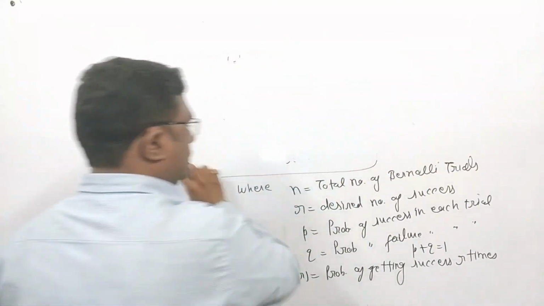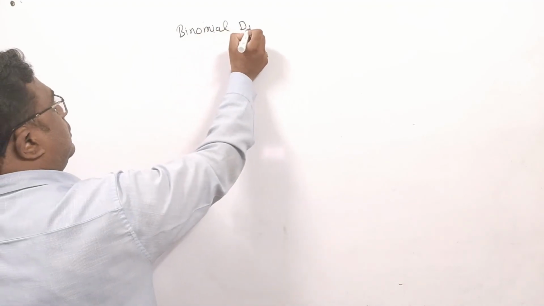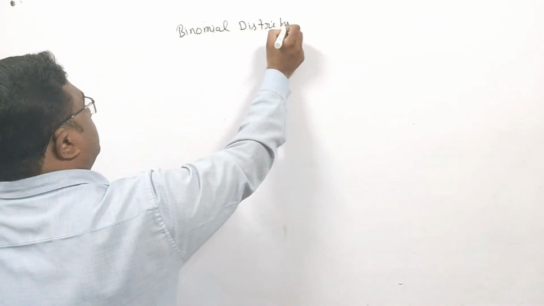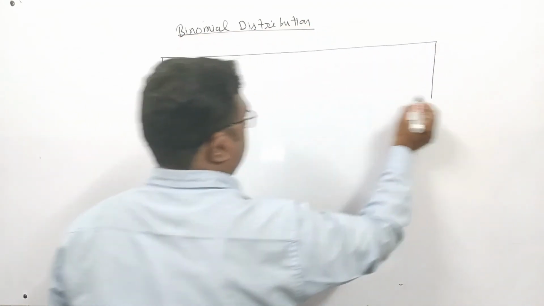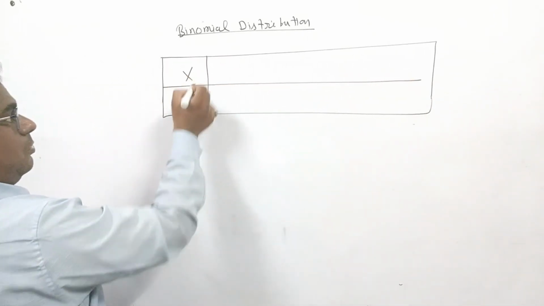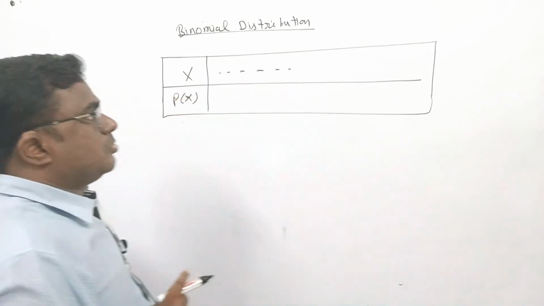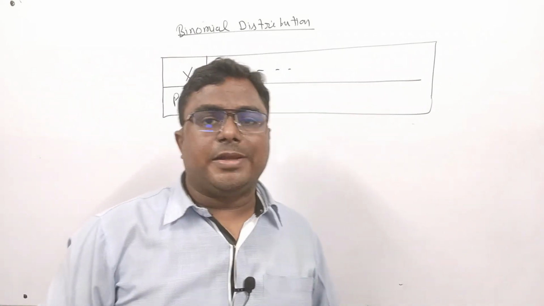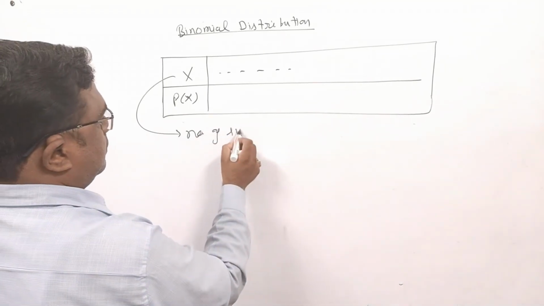Next, binomial distribution. It is nothing but a table like this. In the first row, you have to write down all possible values of capital X. And what is capital X here? Capital X is the number of successes. Capital X means number of successes.